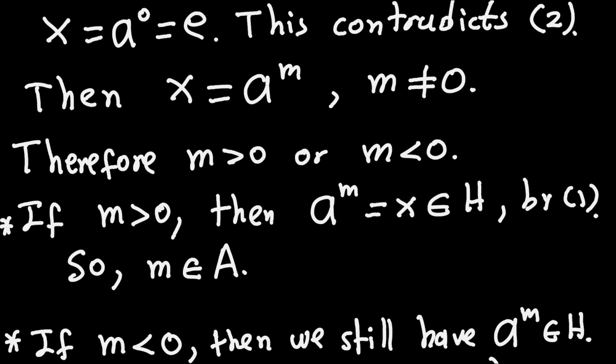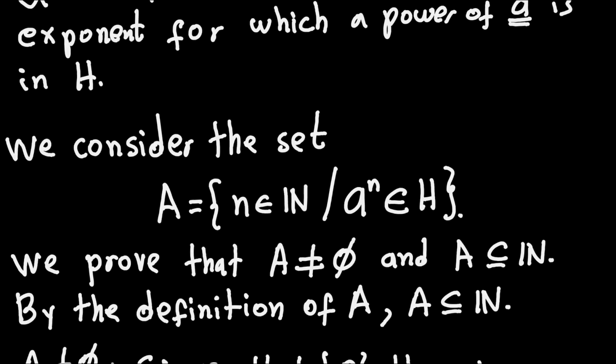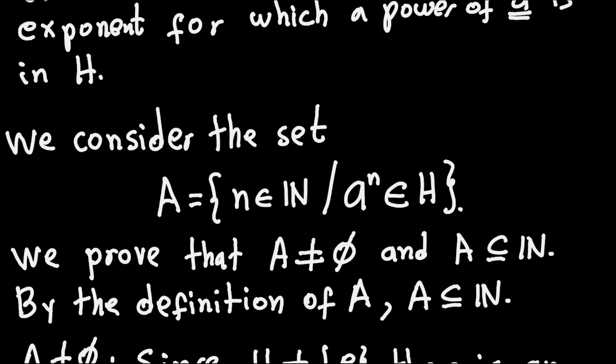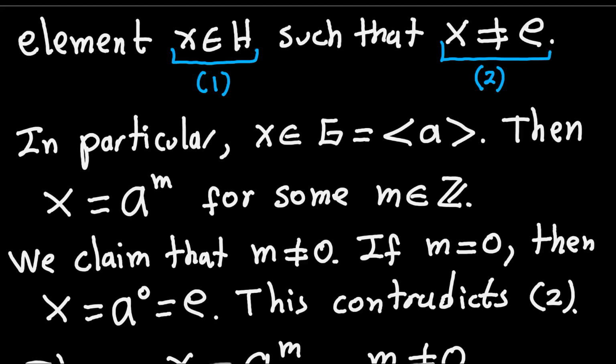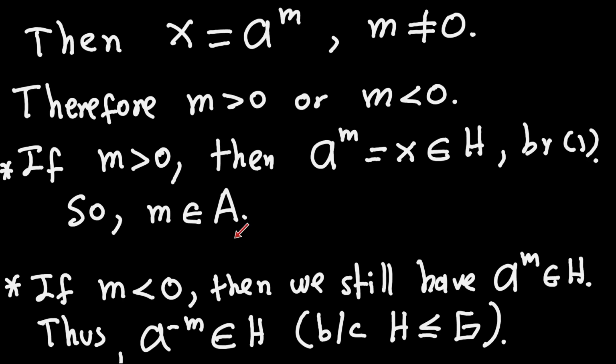So that will mean that this m that is here is an element of the set A. Let's go back here to the set A. What is the set A? The set A contains the natural numbers for which that exponent of a is in H, and that is exactly what this will mean if m is positive. So if m is positive, that means m is a natural number, and a to the m is in H by number 1, so m will be in A. So that will check that A is not empty, assuming that m is bigger than 0.